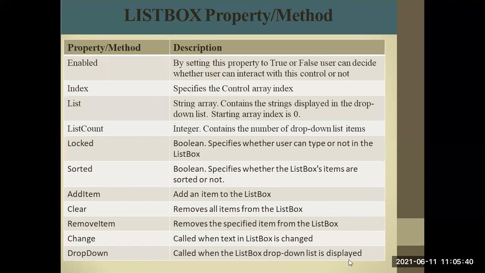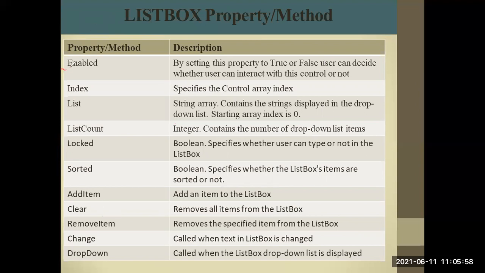Now, in the given table, I have listed some of the common properties and common methods that a list control box has. The first property is Enable.